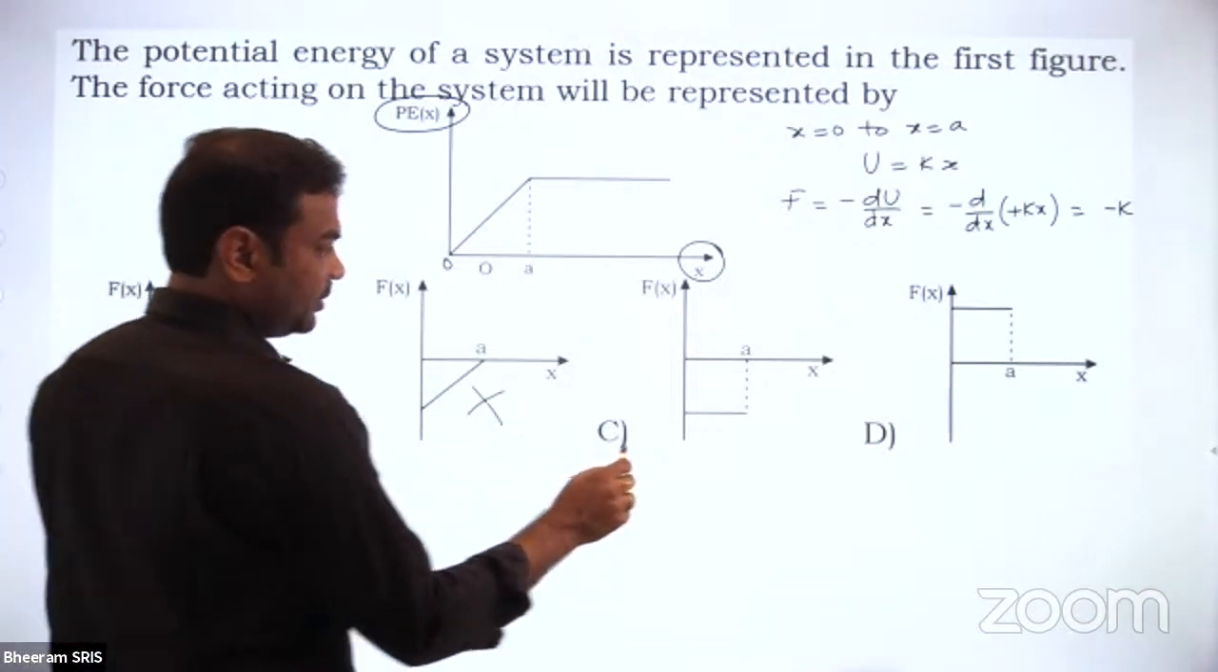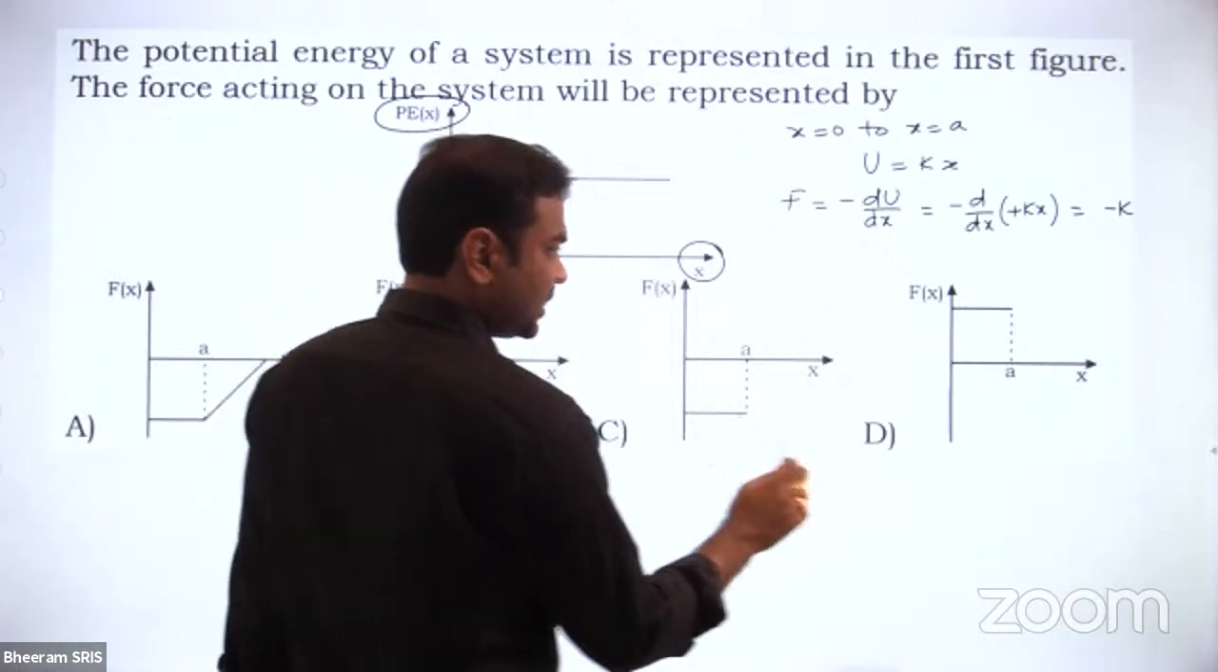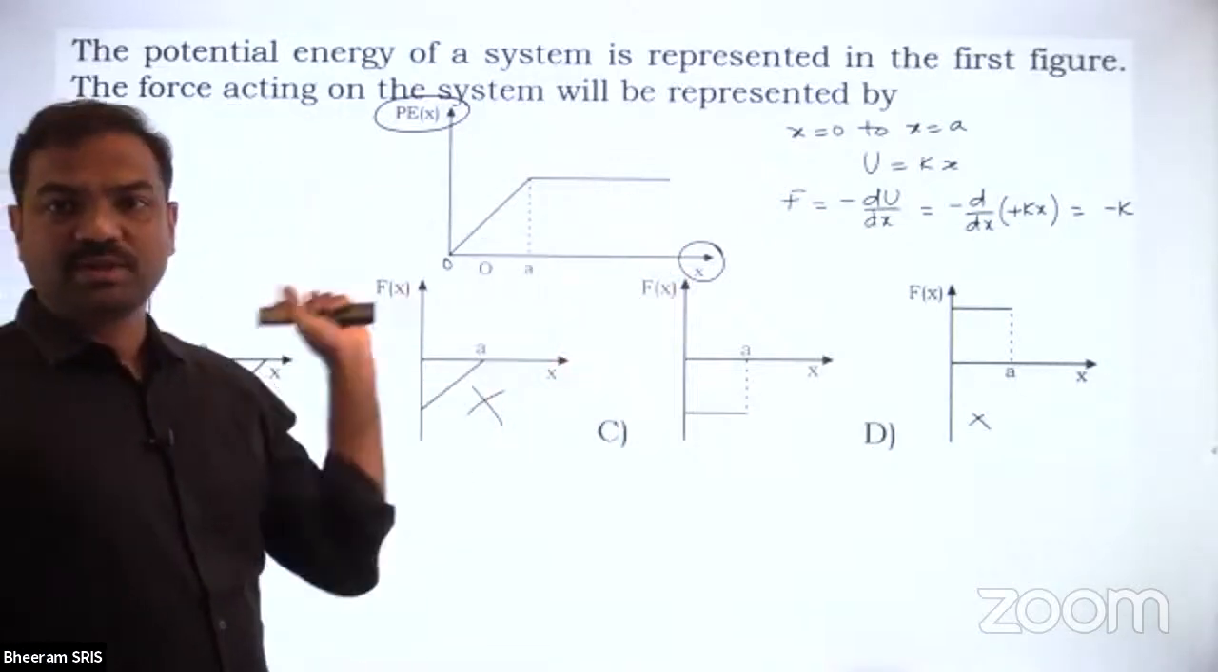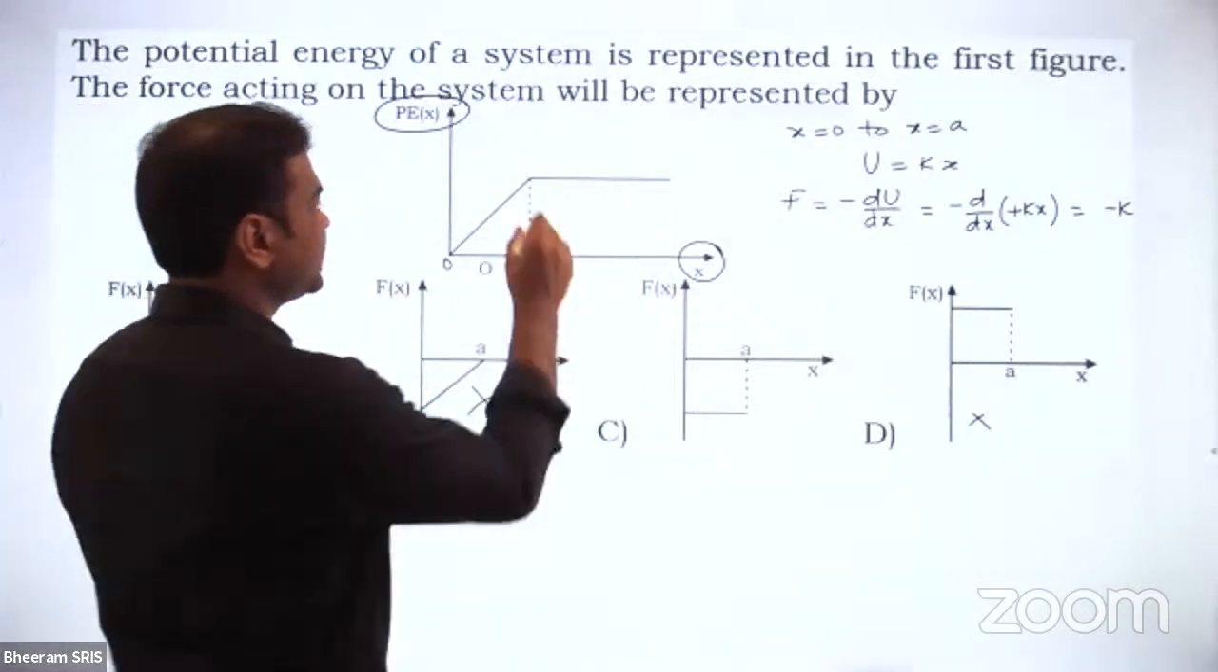So this option you can remove. Force is constant, negative value, you can take this option. Force is positive and constant value, you can remove this option. So from this you can remove the two options. Now let us go to the next step.